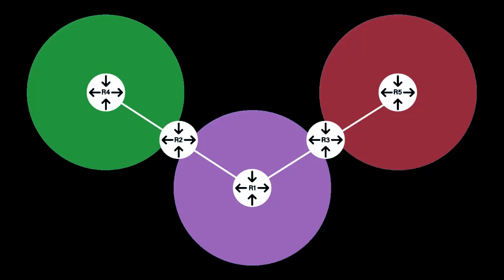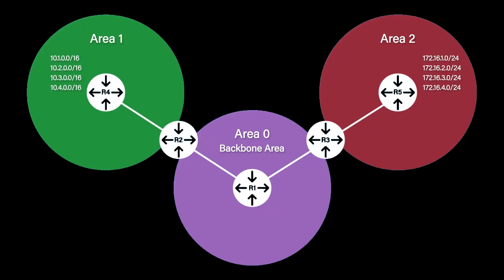When it comes to designing your OSPF areas, there's some planning that needs to be done. First of all, you need to start with Area 0. This is known as the backbone area. Every other area must join to the backbone area. Secondly, to benefit from OSPF areas, you need to plan your subnetting. As you can see here, Area 1 has all of the 10.something networks, and Area 2 has all of the 172.16.something networks. This really is the key to successful OSPF areas.